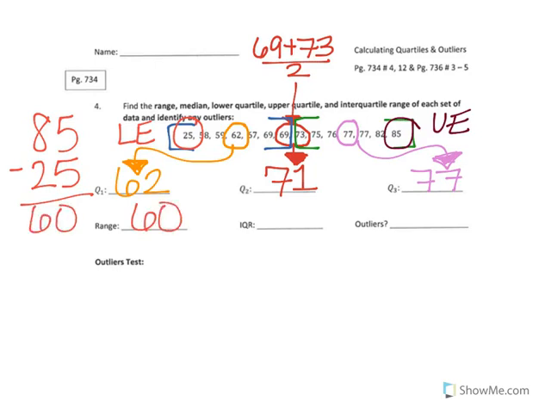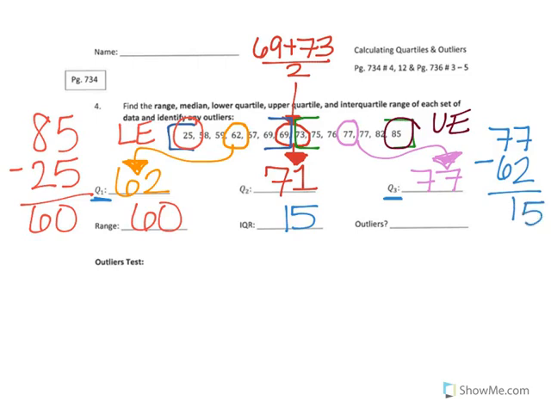Now the interquartile range, IQR, is the same concept as range, but now you are only focusing on the quartiles. So you are going to take your largest quartile, Q3, and subtract your smallest quartile, Q1. So you're going to take 77 and subtract 62 for an interquartile range of 15. And I'll do the math over here. 77 minus 62 is 15.